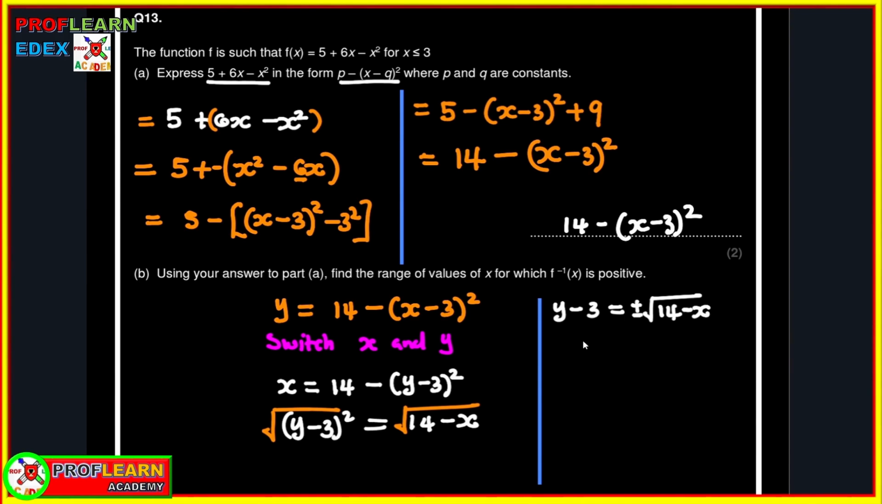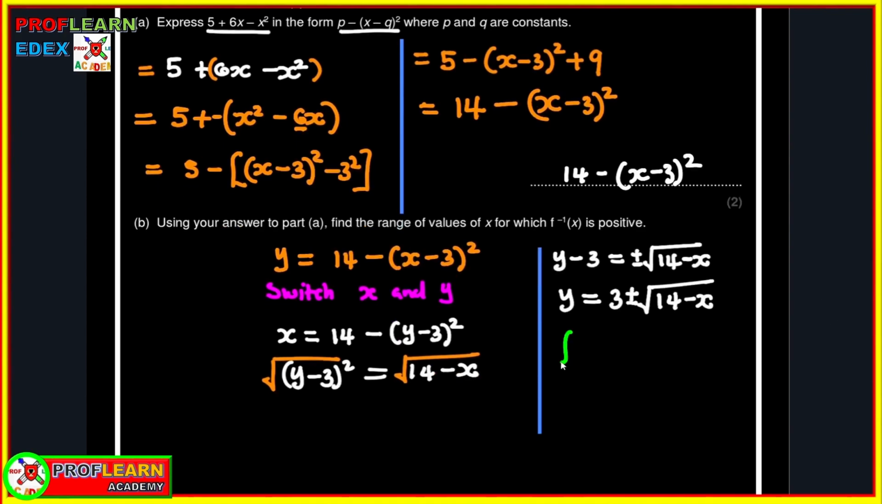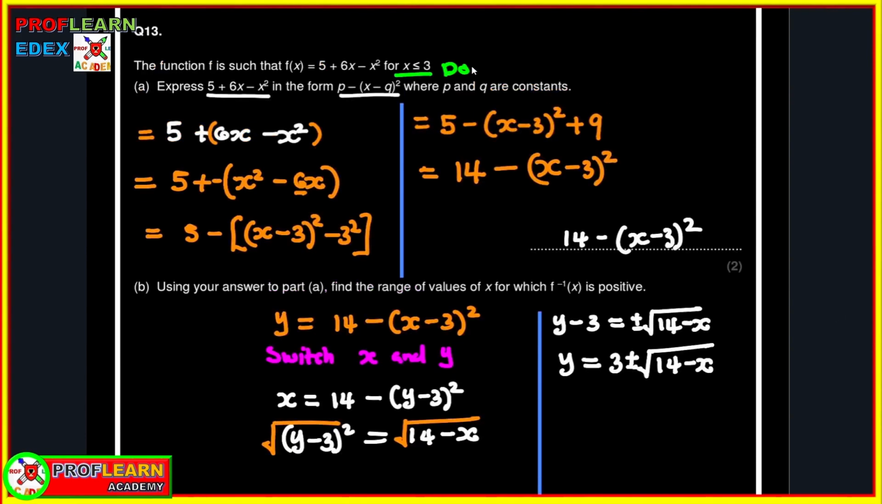Anytime you find a square root of a number, you get either positive or negative. So which will mean that we have plus or minus there, but we are going to take 3 to the other side, and it becomes 3 plus or minus the square root of 14 minus x, like that. But you need now to write the inverse, but the inverse cannot have two signs. We need to go back and check the domain that was given. The domain was x less than or equal to 3.